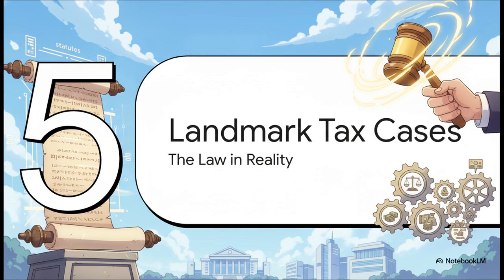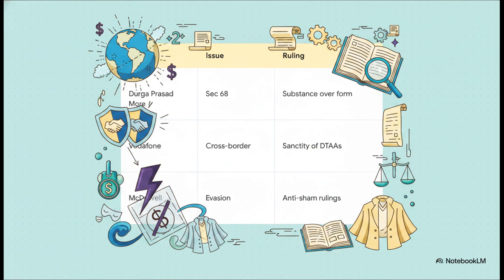Finally, Section 5, Landmark Cases and Rulings. Let's see how all this law plays out in reality. Now, what's really interesting here is seeing how a few major Supreme Court cases fundamentally shaped the rules that we all play by today. For example, in the cross-border taxation space, the Vodafone case reinforced the absolute sanctity of double taxation avoidance agreements. That was a massive win for international investments.